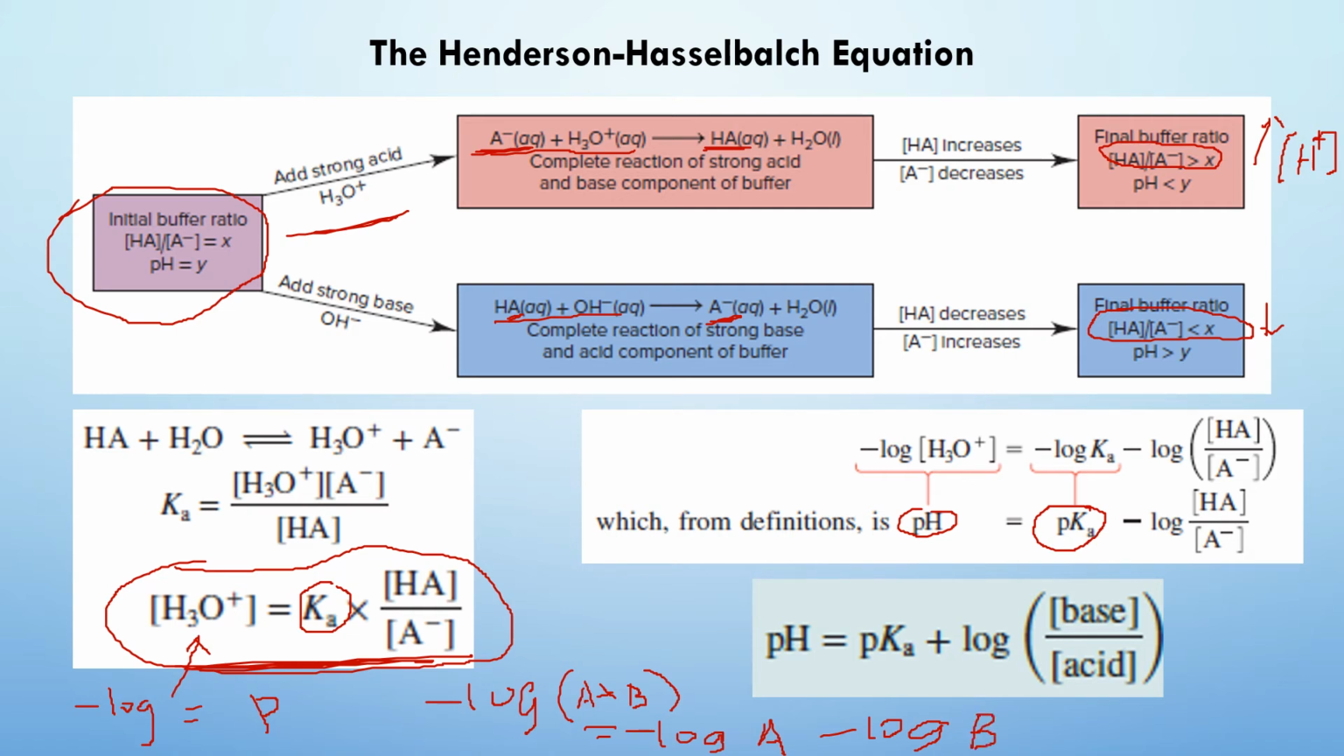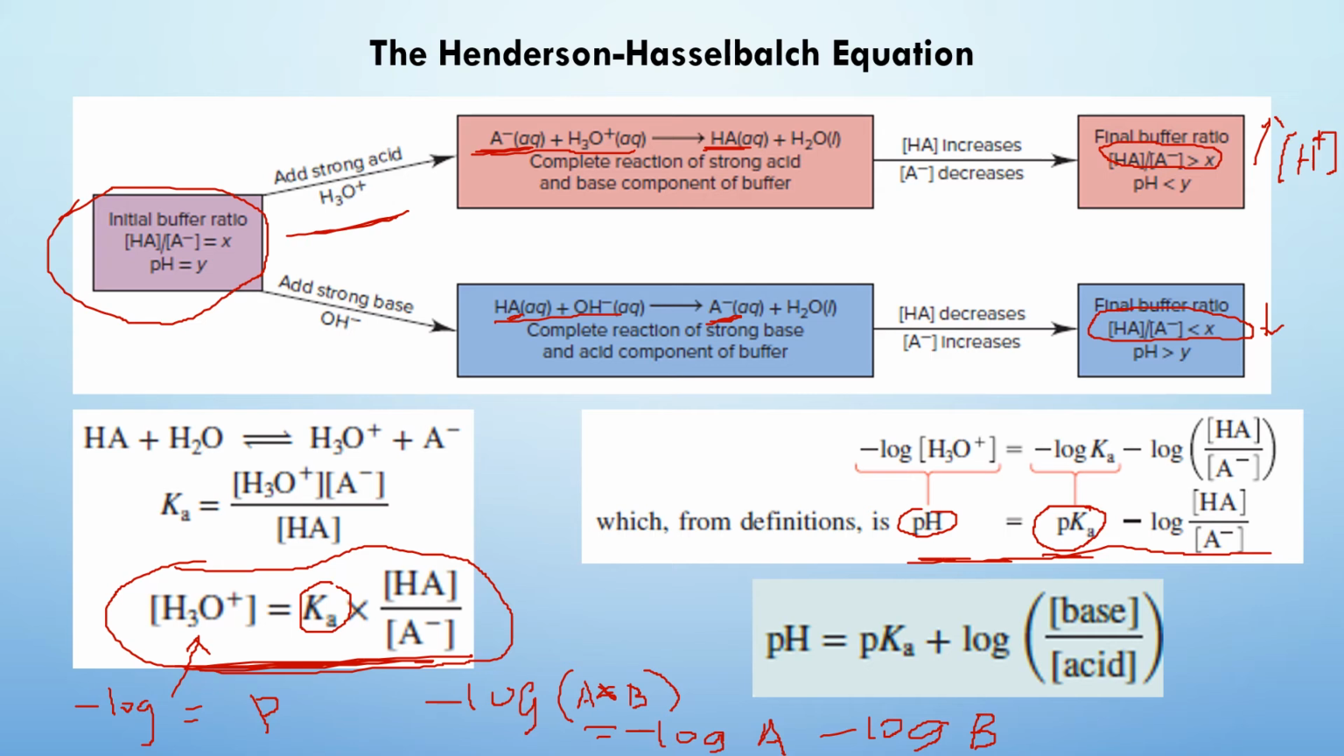Right, so here A is the Ka value. So here we have negative log of Ka value, which is pKa, and what's left is minus negative log of B. So B is the ratio of their concentration, right? So overall, we have pH equal to pKa minus log of acid concentration divided by the base concentration.